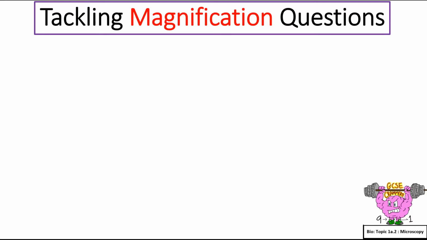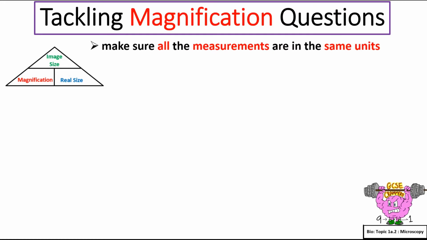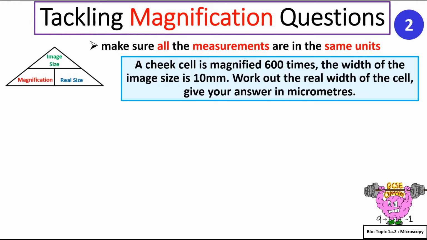Tackling magnification questions. So again, remember, when tackling any magnification question, draw the magnification equation triangle out to help you. Also remember, make sure all the measurements are in the same units. Second question. A cheek cell is magnified 600 times. The width of the image size is 10 millimeters. Work out the real width of the cell and give your answer in micrometers.